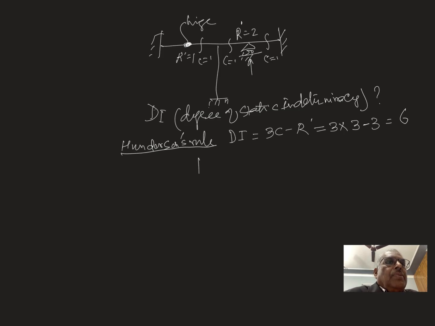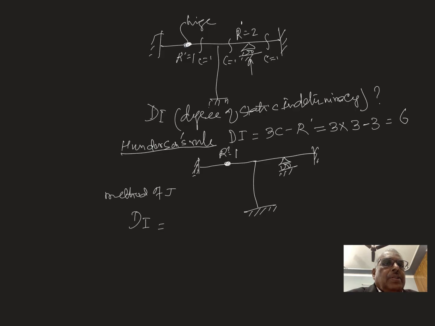Now the same problem can be solved using the method of joints. Let us try the method of joints. Here also you have to make it rigid, but the support reactions will not change. So this is fixed, this is fixed, this is roller, this is fixed. So what is the DI by the method of joints?